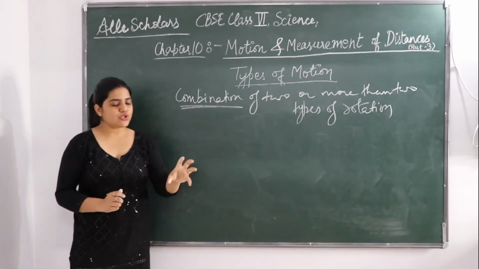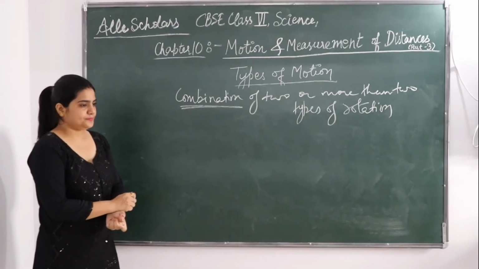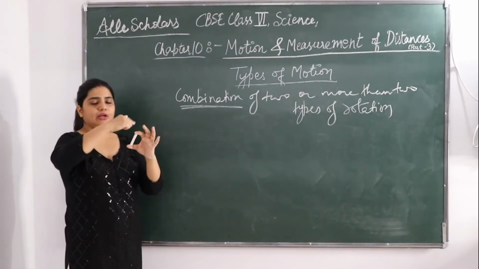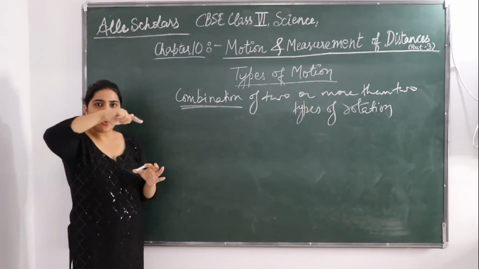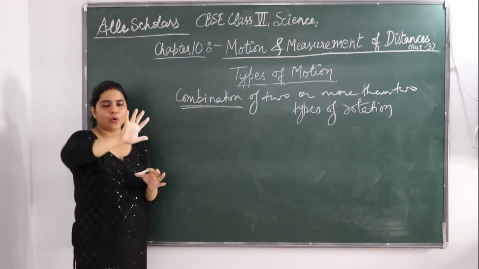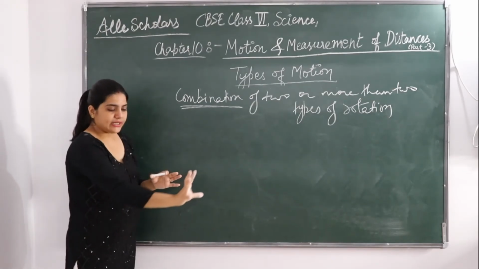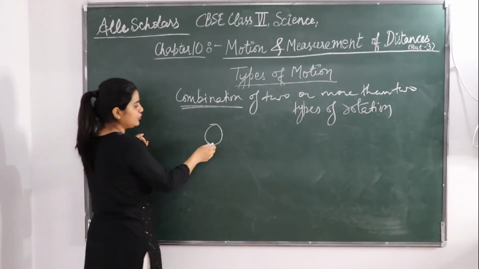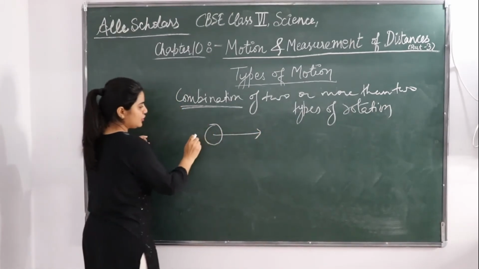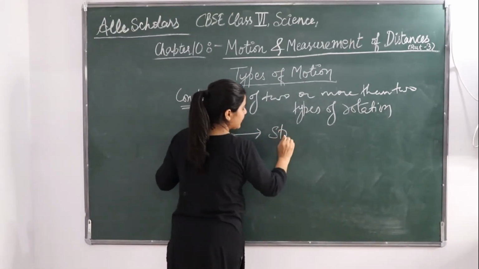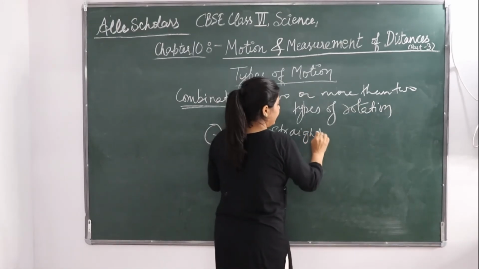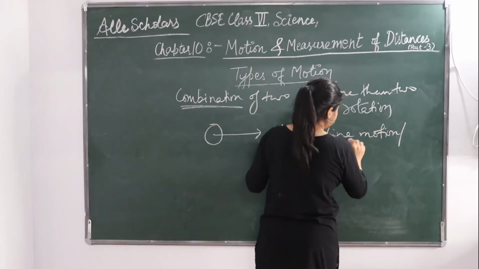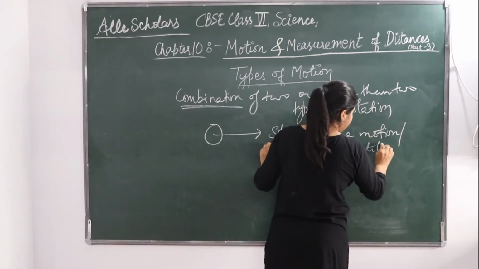What happens when a ball moves on a ground? When a ball is moving on a ground, it is rotating on its axis. Along with it, it is moving in a straight line. If you throw the ball on the ground, the ball will move forward. So this forward movement of the ball, which motion is it? Straight line motion, or a rectilinear motion, you can say.